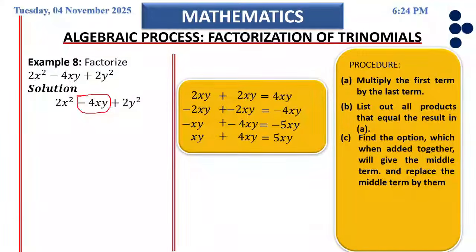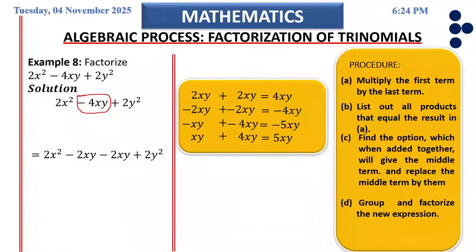So for what you have here, what do you have? You have 5xy. If you have that as given, the next thing is for us to group and factorize the new expression. This is the new expression here. So we are grouping now. You agree with me? Stay grouping, not bracket.